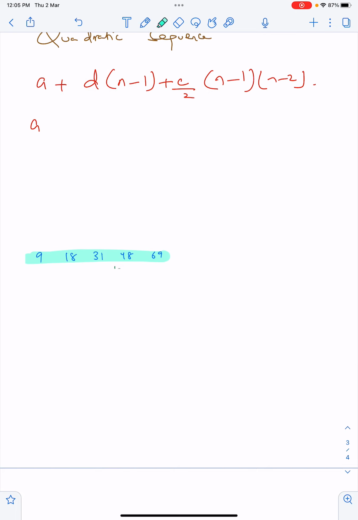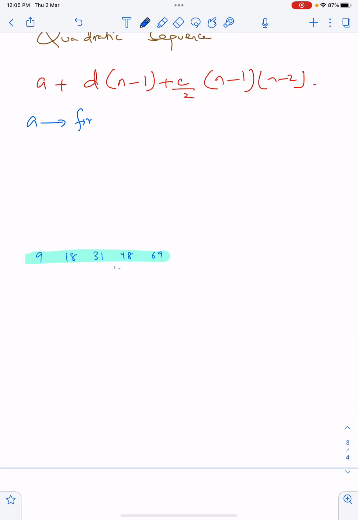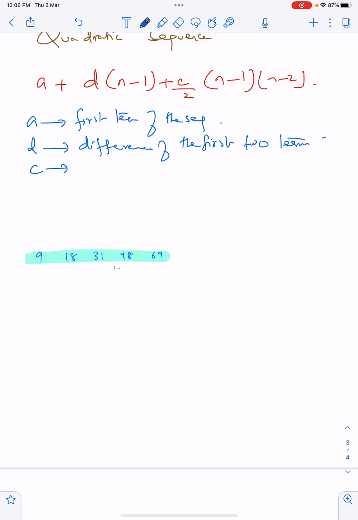A is the first term of the sequence. D is the difference of the first two terms. And C is the common difference, which is also the second difference in the case of quadratics.